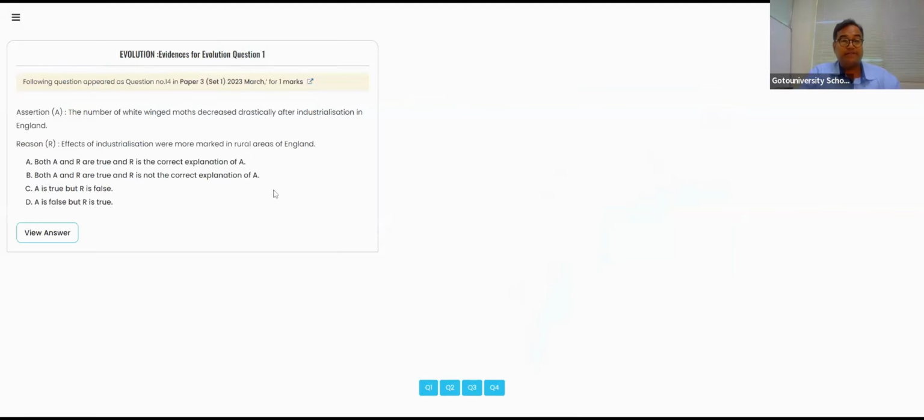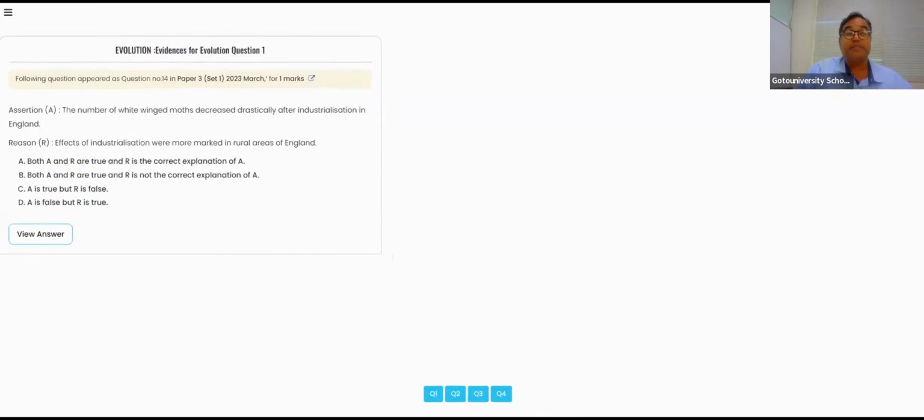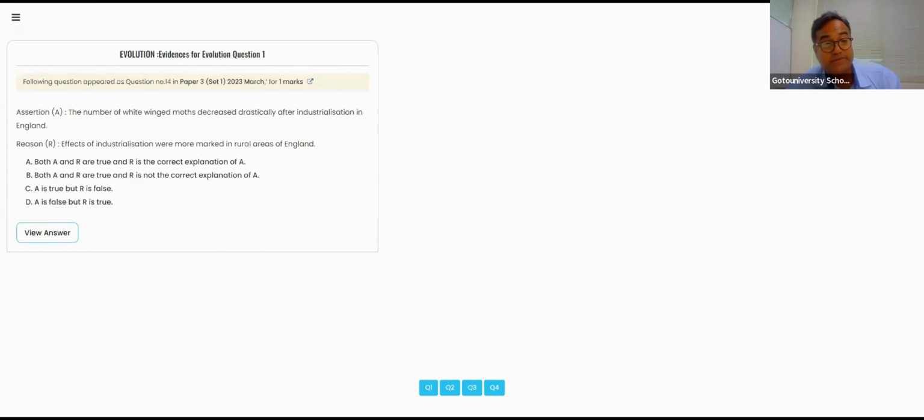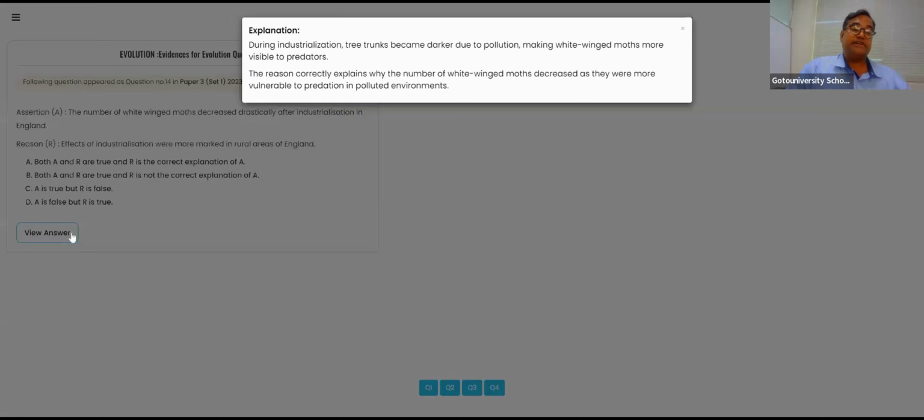Can I see this board question paper? In 2023, in paper 3, they asked this question in the assertion reasoning variety. During industrialization, the tree trunks become darker due to the pollution, making the white wing more visible to the predator. White becoming dark, you know very well the hidden meaning behind that: the tree trunk accumulates a lot of lichens. The lichens, white is lichens. We can see this in the pollution-free zone, whereas in the pollution zone it is dark in color.